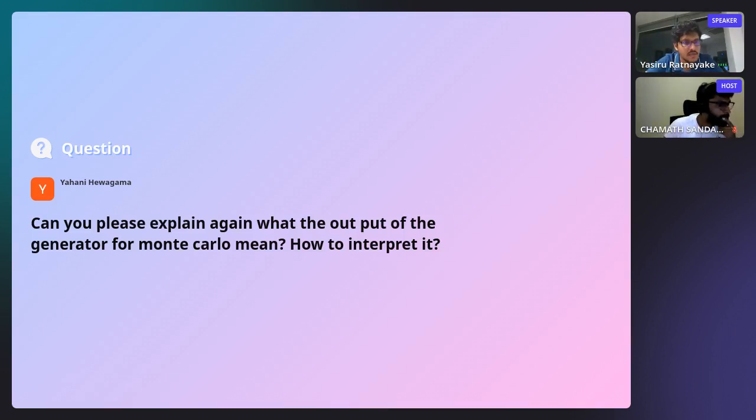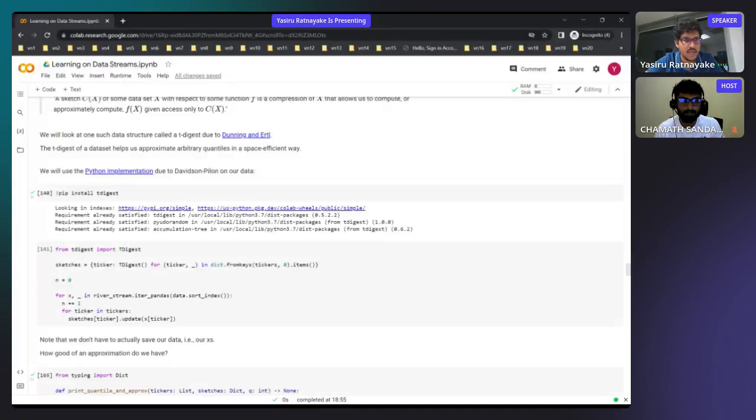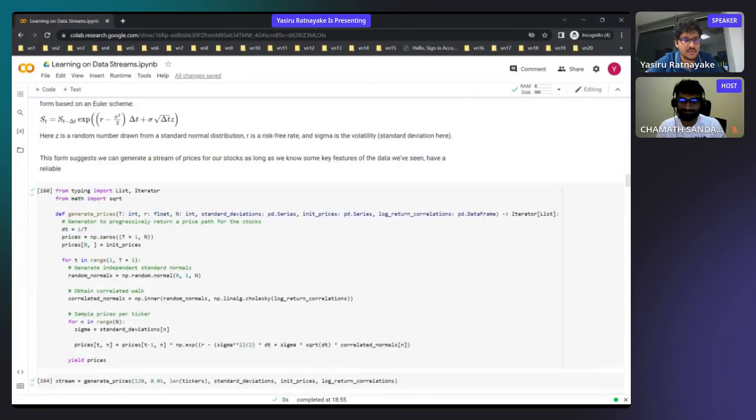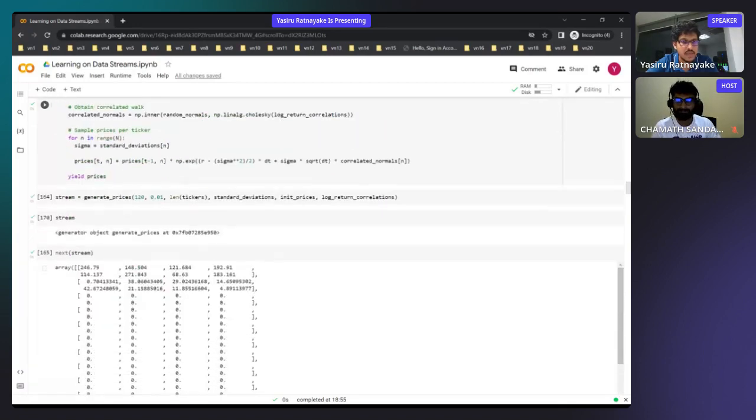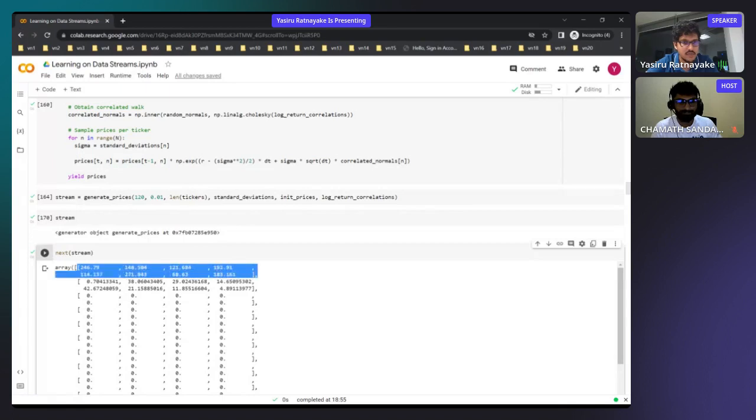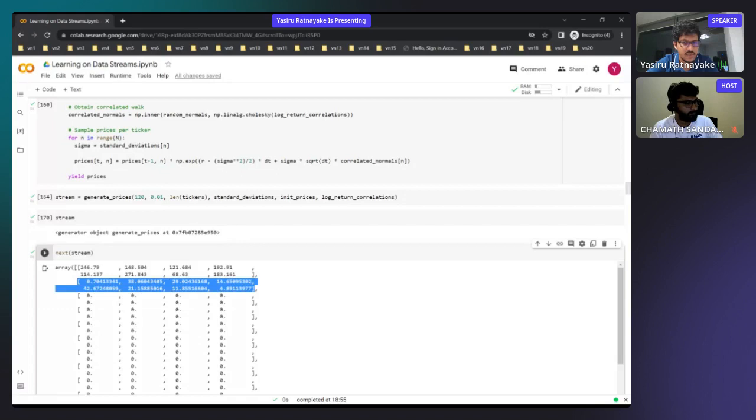Okay. The first one, I think Yahani asks, can you explain what the output of the generator from the Monte Carlo is? How do you interpret that? If I go back up here, it's around here. I've created this generator. I believe there is a bit of a mistake perhaps in how I'm using the Cholesky decomposition or something in the formula, but ideally these prices should not vary this much. If this was the initial set of prices, and it is, this can't just go to zero like this. So I've noticed a bit of a bug in this code.